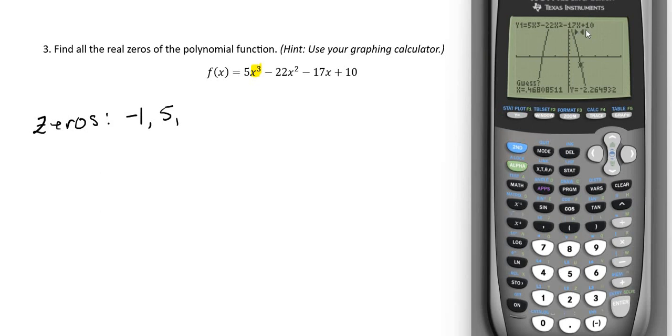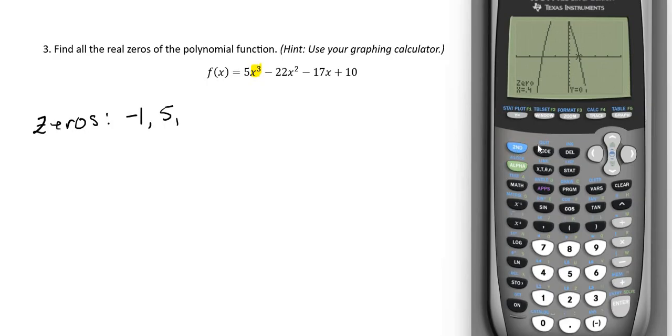Notice at the top of my calculator screen, there's these 2 arrows. This is saying I have a 0 that's in between those 2 arrows. And from the bottom of my screen, it's asking me to guess. Just press enter. So my 0 is 0.4.